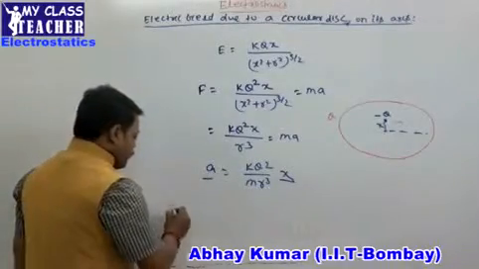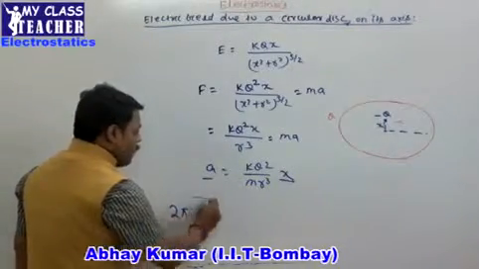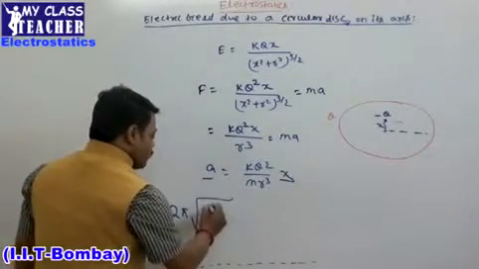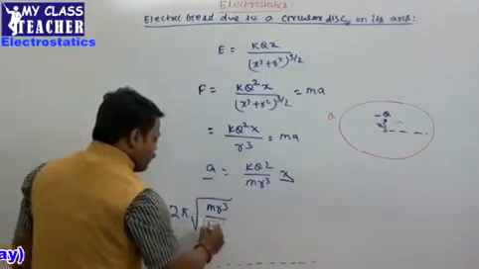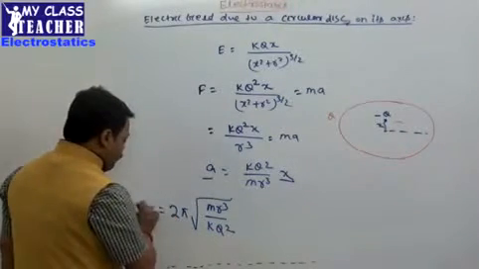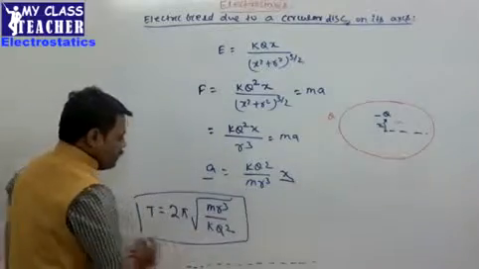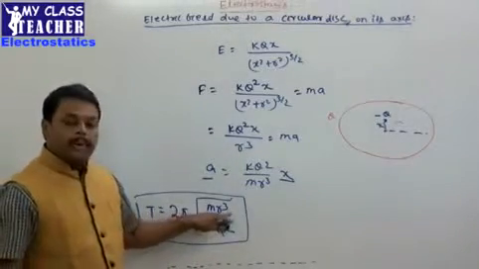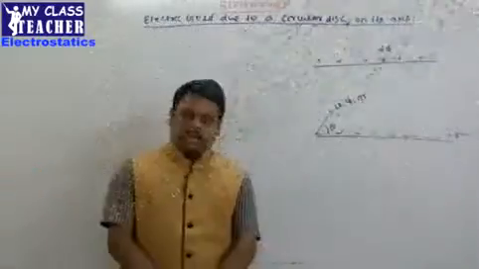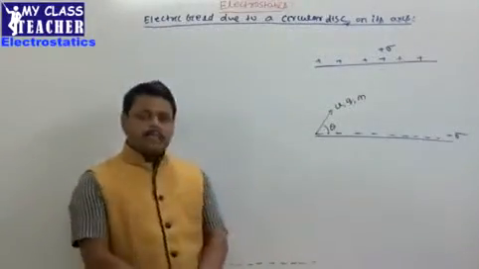If a motion is simple harmonic, time period is 2 pi root of displacement by acceleration, x by a, which is equal to m r cube divided by k q square. So this is the formula for the time period of oscillation of the particle, that is 2 pi root over m r cube divided by k q square. Okay? Okay, so write down one more question.